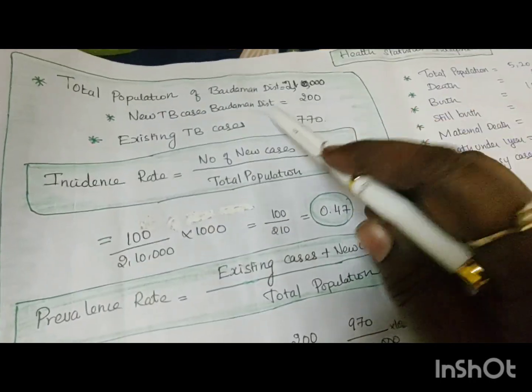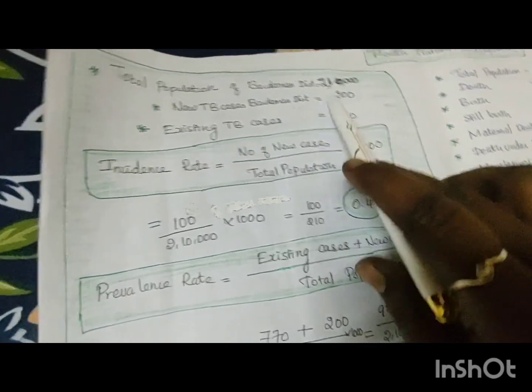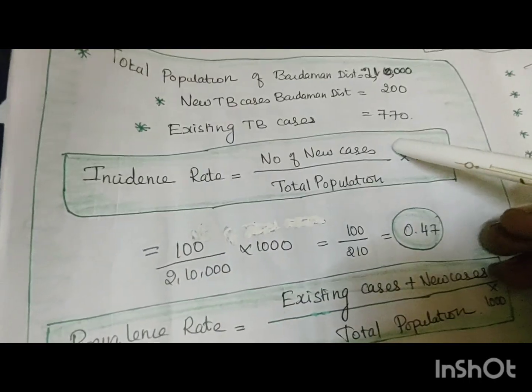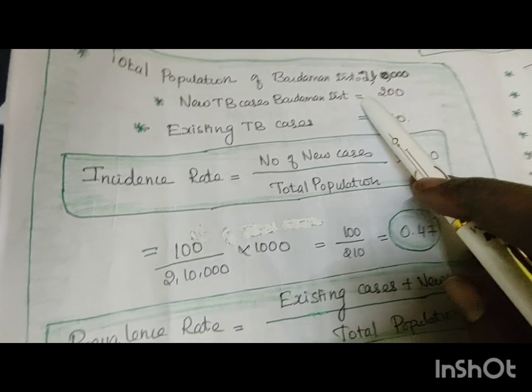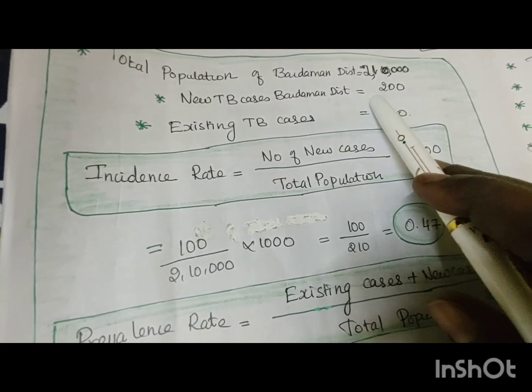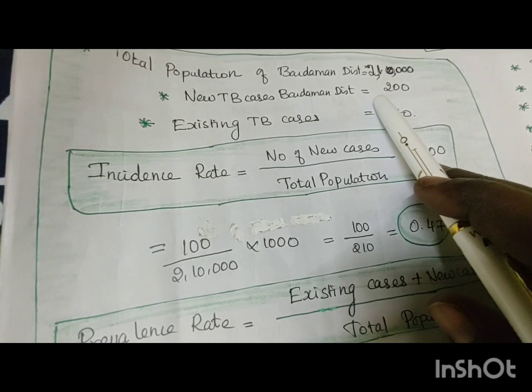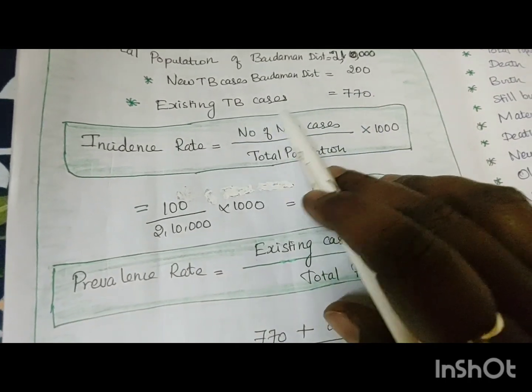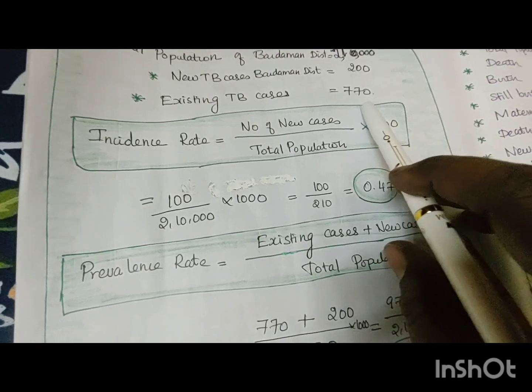Then you can see one example. The total population of Bardhaman, you can take, it's an example, just imagination. It's not, it's more than that. Population in West Bengal is very high, but I have just given a small Bardhaman village. You can take 2-3 villages together. 210,000 population. The new TB cases in Bardhaman is 200, existing TB is 770.